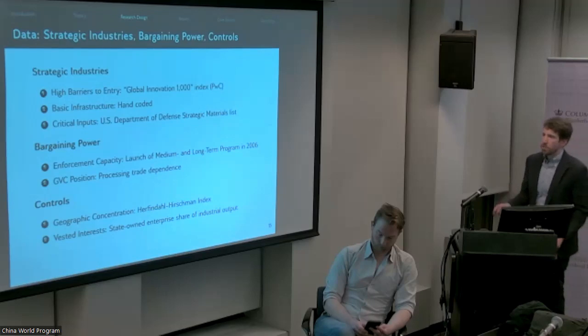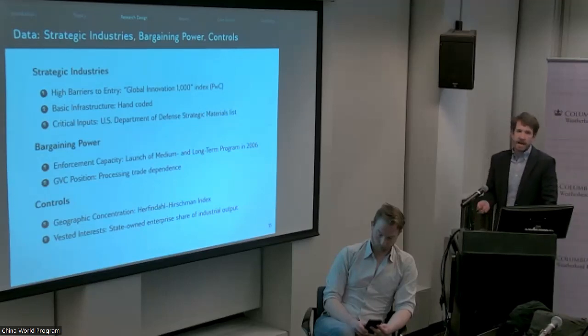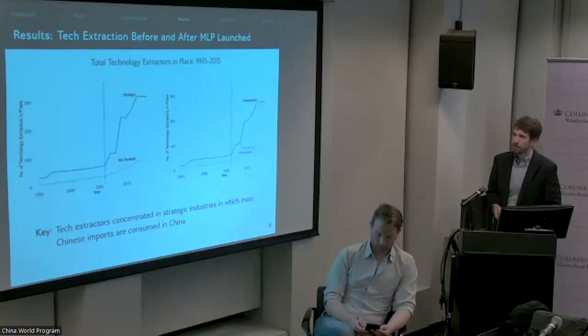And then finally, I control for two variables that are really different ways of getting at the alternative explanation that bottom-up interest group pressures, as opposed to top-down strategic interests, are the driving factor behind China's pursuit of technology transfers.